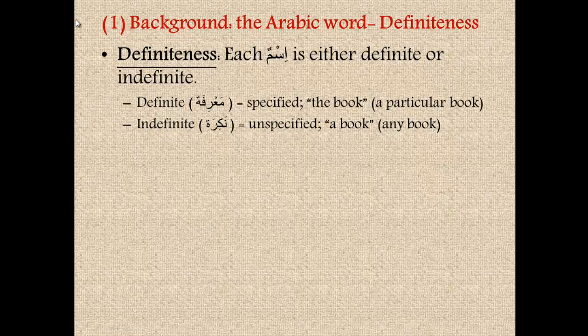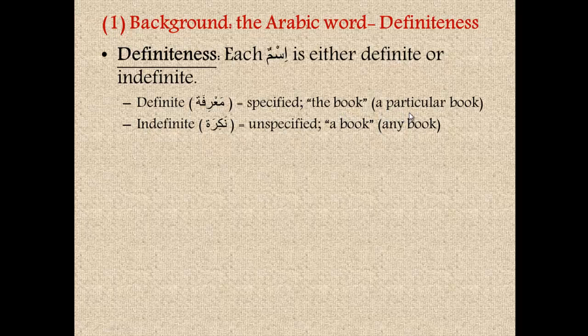Let's talk about the fourth and last quality of asma in Arabic. Each ism is either definite or indefinite. So the Arabic word for definite is ma'rifah. When I say something is definite, I mean it is specified. We're talking about a specific item or specific thing. So if I say the book, just like in English, you and I know we're talking about a particular book.